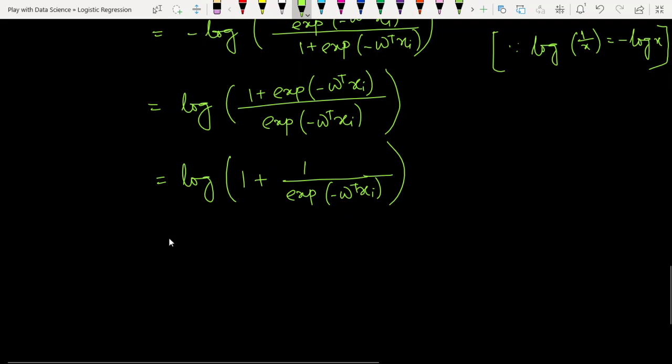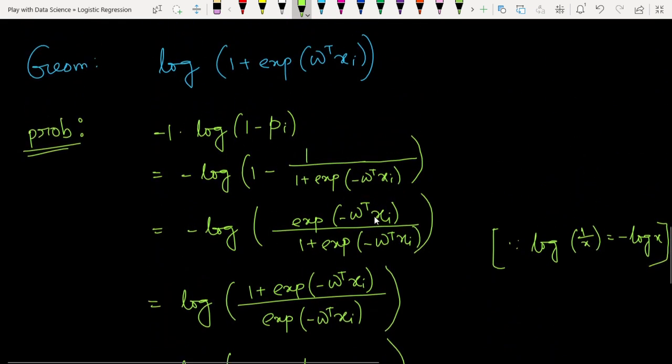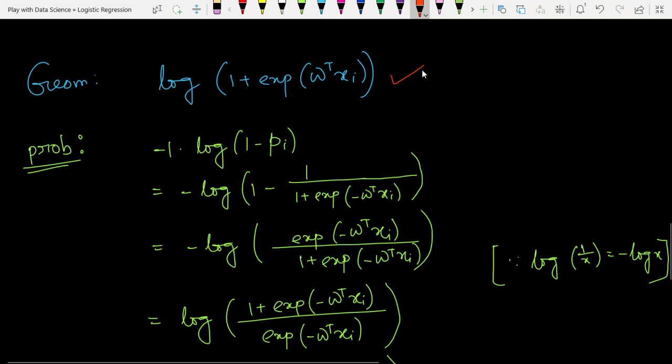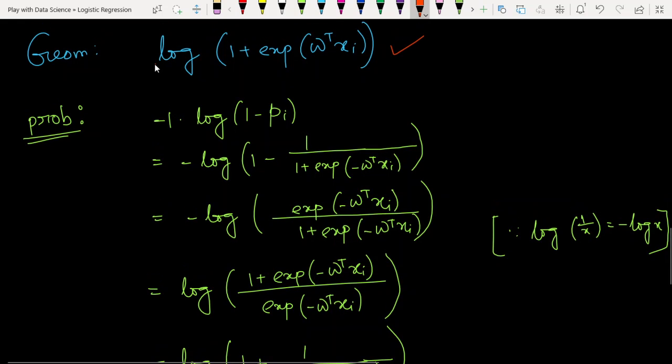This is this. So this is what? Log of 1 plus exp of w transpose xi, because 1 by e to the power minus x is equal to e to the power x. Because of this, we got it. So at the end of the day, both the equations are the same. You can see these equations and these equations are the same. So both are the same equation.